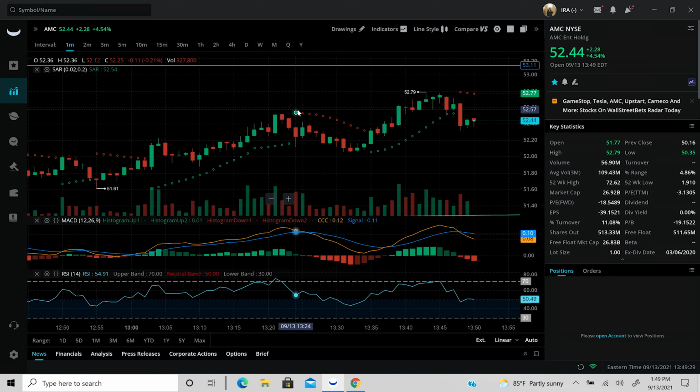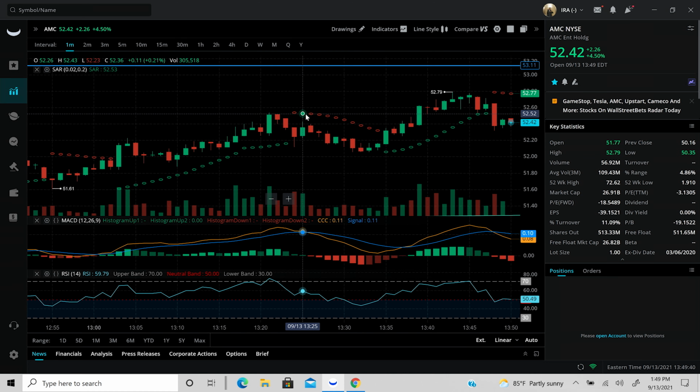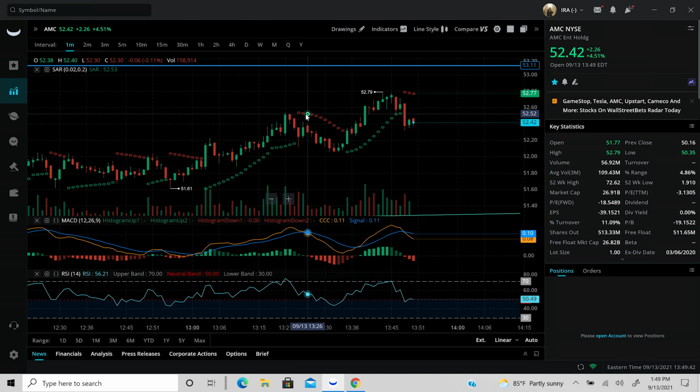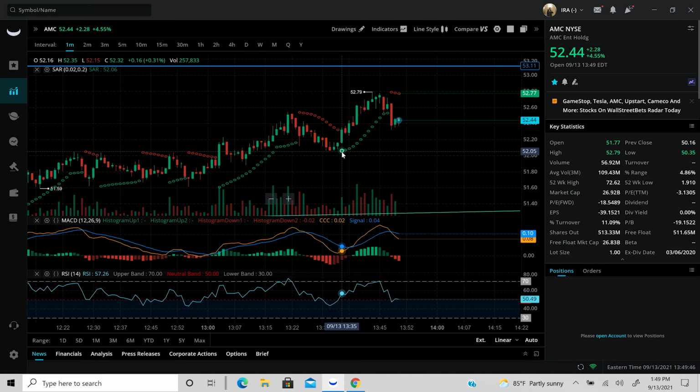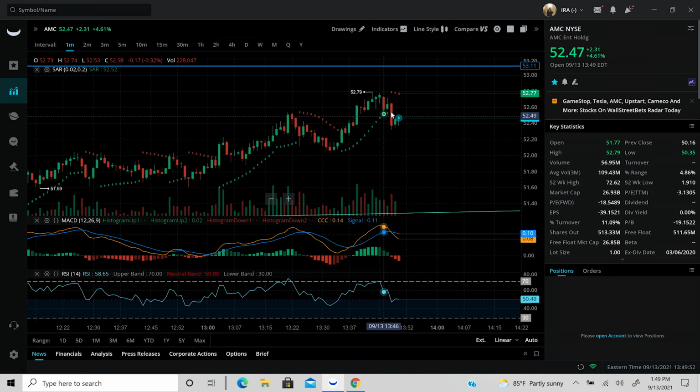However, in this example, you guys can see when there is a reversal in price, we get the red dot above, and it's letting you know that there is a reversal in price action. And then once that trend is over, we have the green dots below that are telling us price action is bullish. Currently on the AMC stock, we see another reversal.